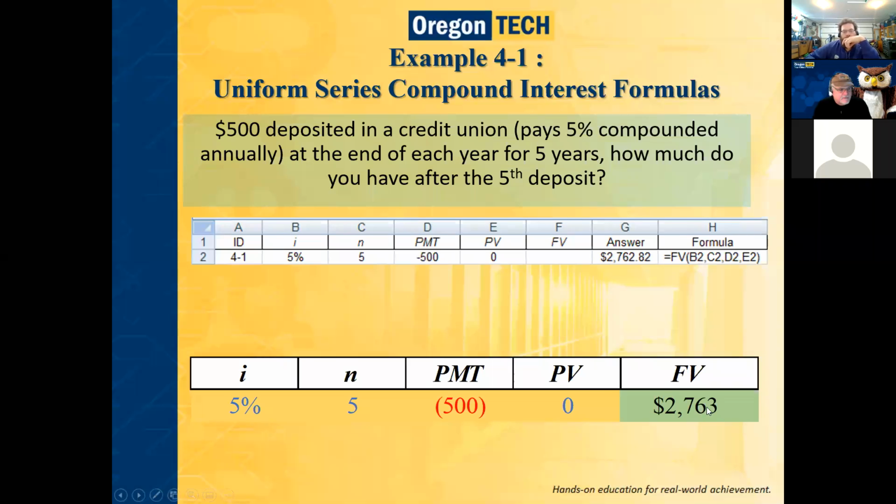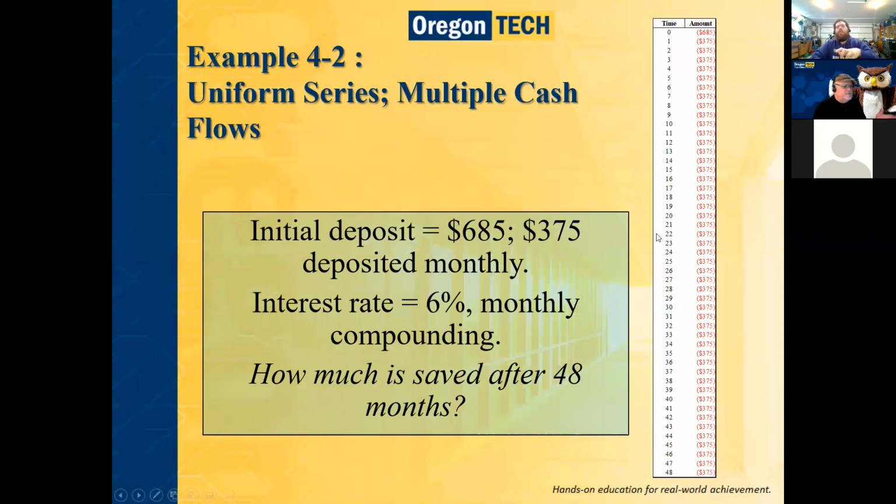Now then, uniform multiple cash flows. All right, here's where we do have to worry about present value and future value and stuff. And this is example 2, straight from the text. I'm on page 113, if you want to go where they are. Okay, you get an initial deposit. Then after that, you get 375 deposited monthly. Interest rate, 6%, monthly compounding.